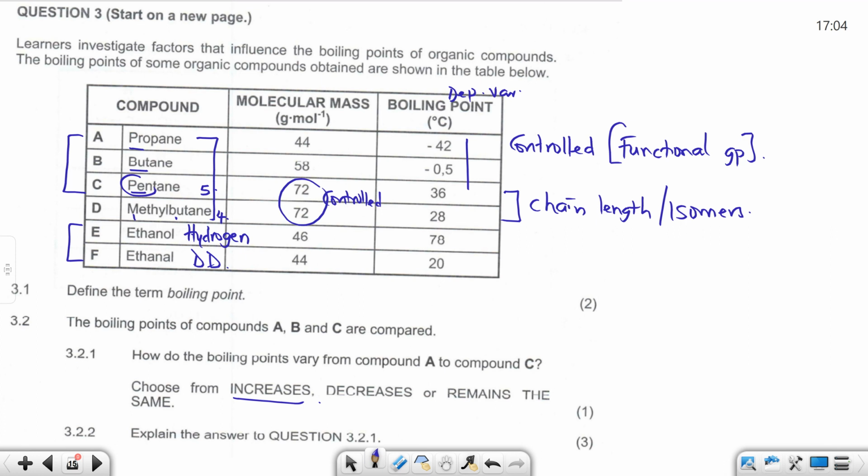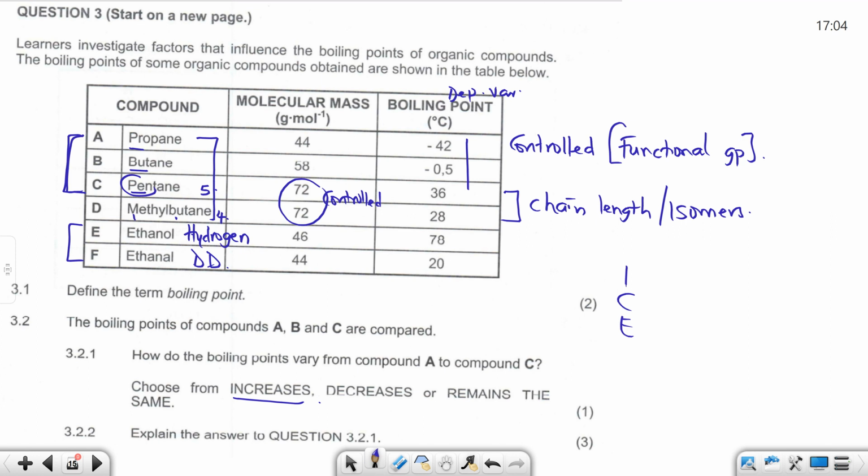Explain the answer to question 3.2.1. Normally we use the ICE. I think I once studied about the ICE: identify, compare, and what? The energy required. All right? ICE. If I were to identify this, what would I say is present? Do you see it's all alkanes, right? So I cannot really talk about London.